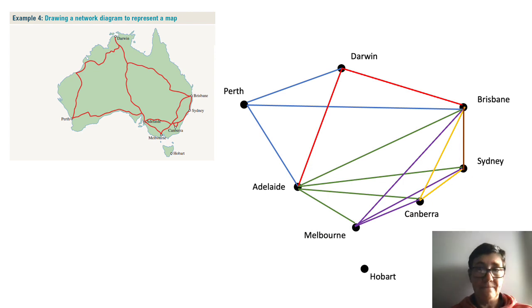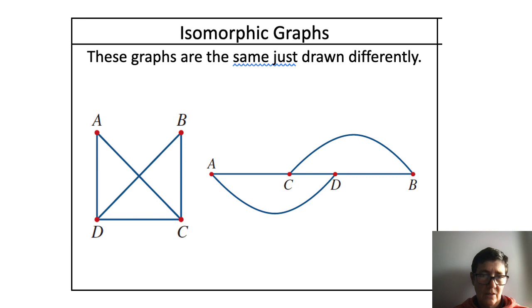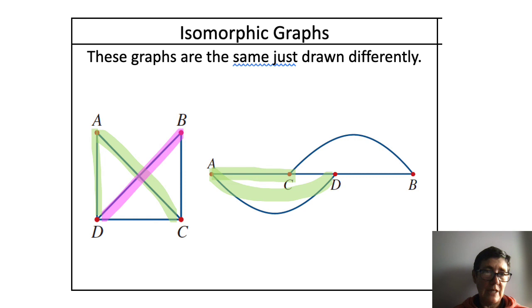If we look at isomorphic graphs, they're the same graph, just drawn differently. So this is the same as this, and you can check it out by looking at the connections. A can go to D directly. A goes to C directly. B goes to D directly. B goes to C directly. And D goes to C. So they have the same connections, they're just drawn differently, and neither one is better than the other.